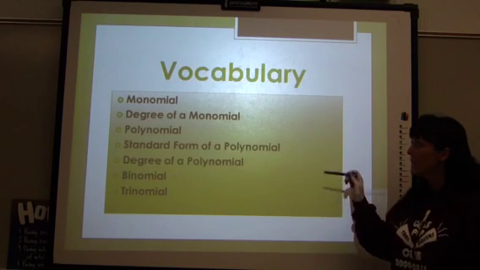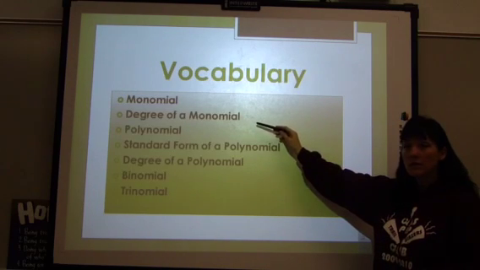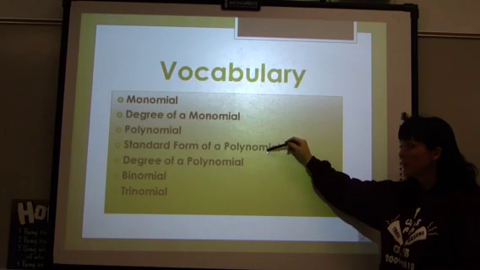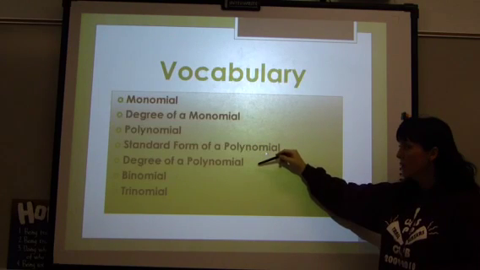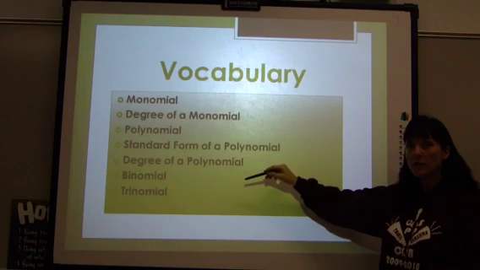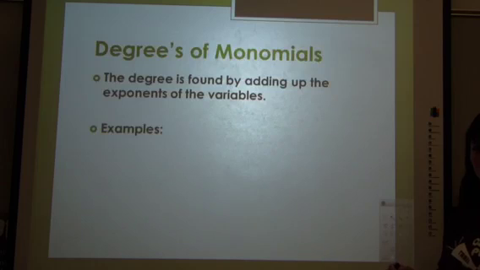The first term is a monomial, degree of a monomial, polynomial, standard form of a polynomial, degree of a polynomial, binomial, and finally a trinomial. Okay, hopefully you have recorded your definitions for the terms that we just talked about.